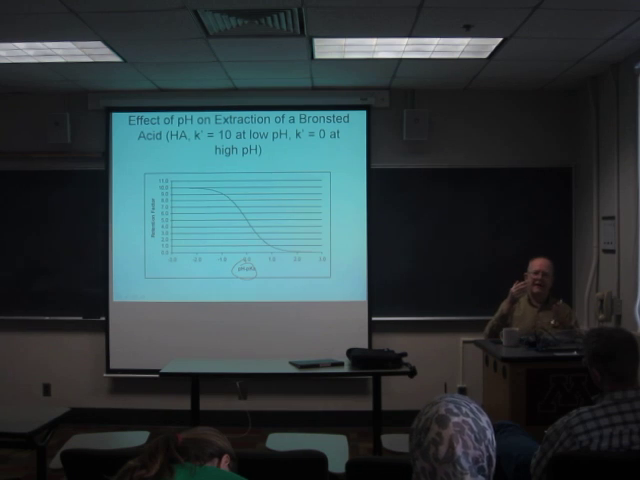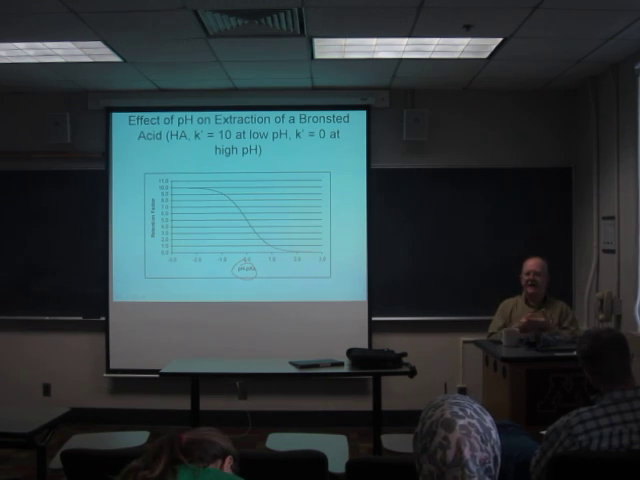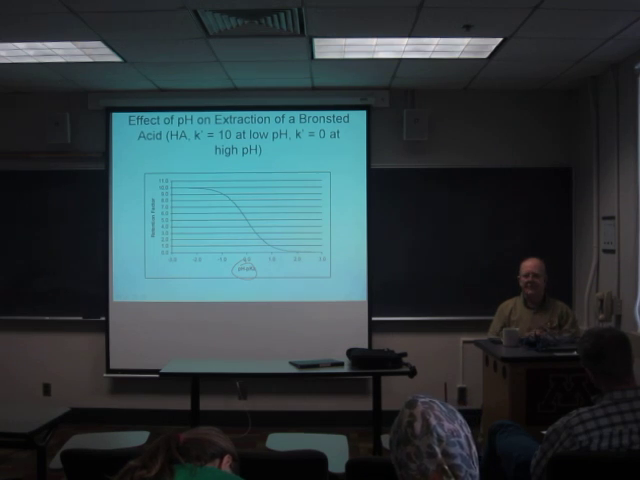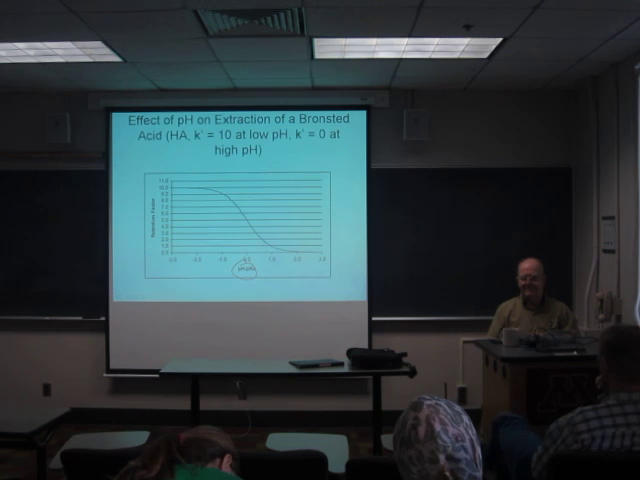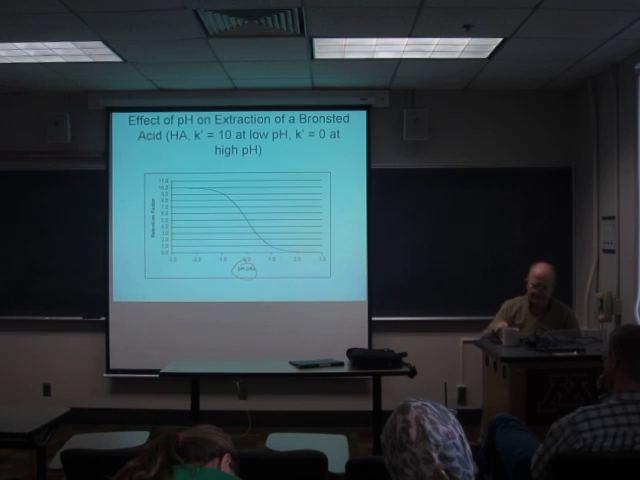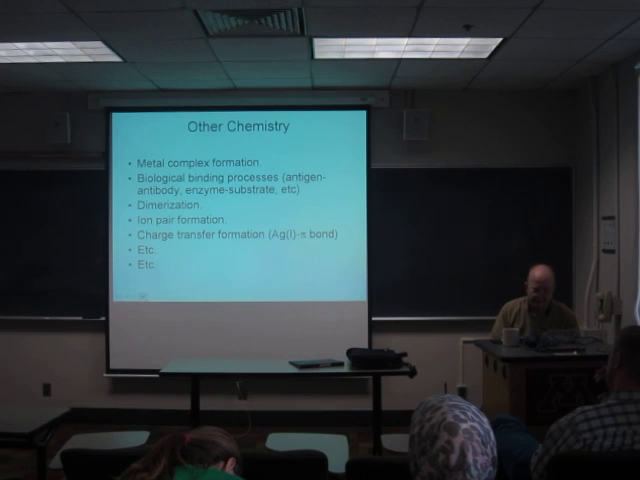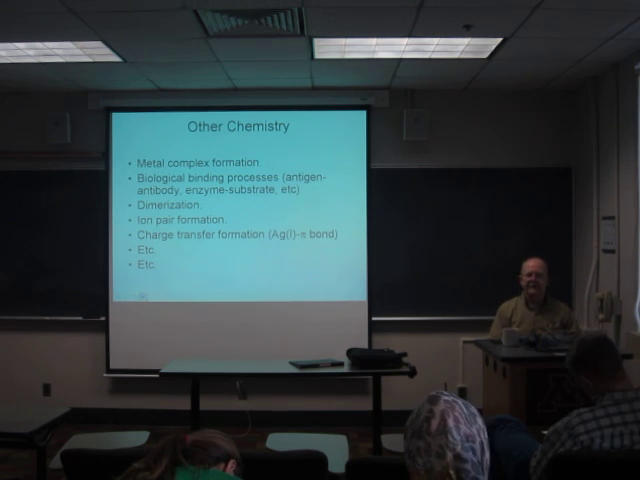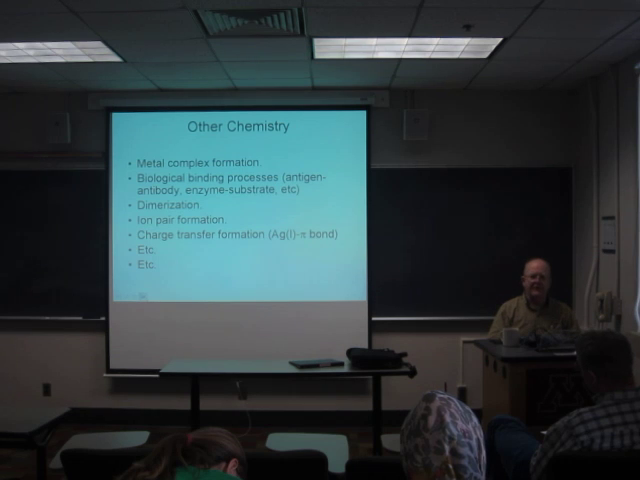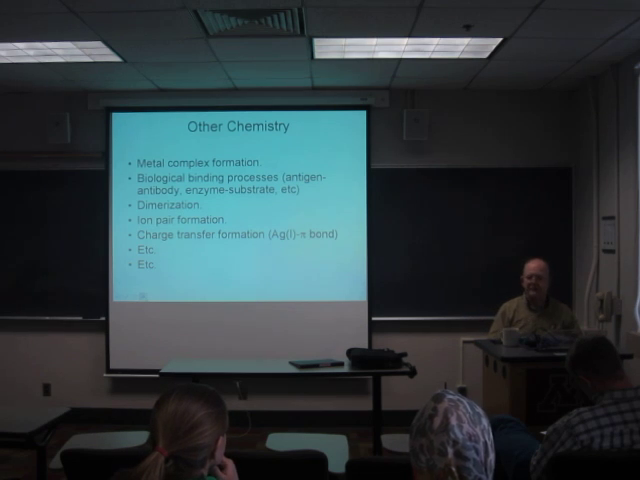So the point of this is that when you have chemistry going on, it can interact with the chromatography to either make your separation life harder or easier. If you pick the wrong pH, it'll make it harder. There's lots of other chemistry that we can build in to the separation if we can do so deliberately. If we were separating metals, we could possibly add some ligand that differentially binds the metals. In biological separations, people do all sorts of things. They use antigen antibody binding processes, enzyme substrate binding processes. There's a whole slew of biological binding processes.